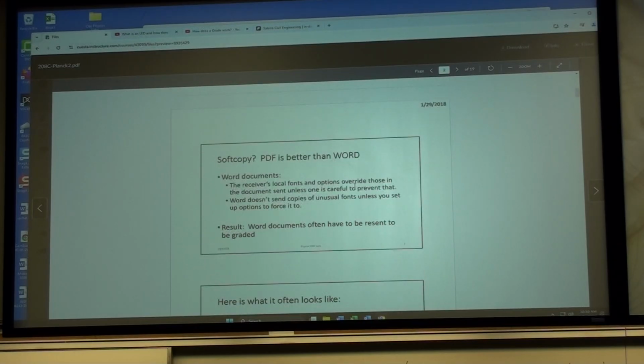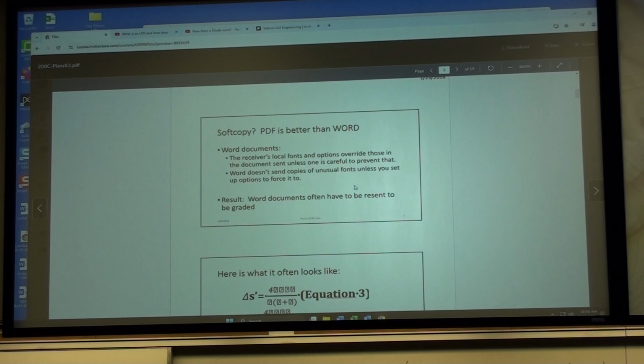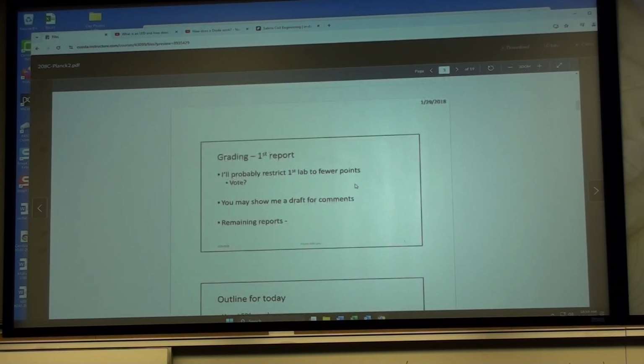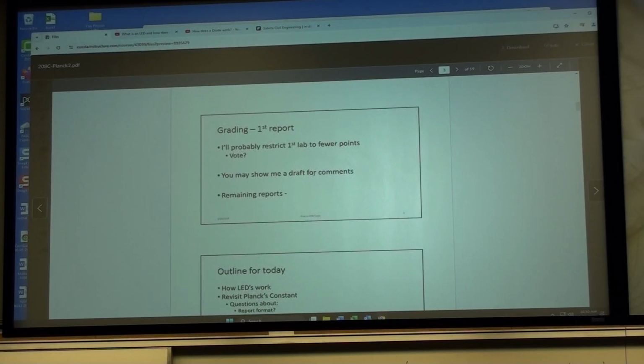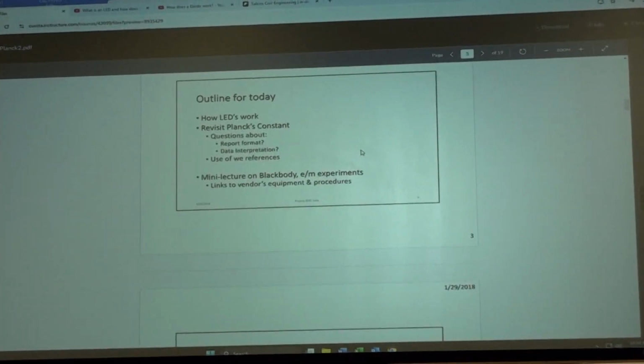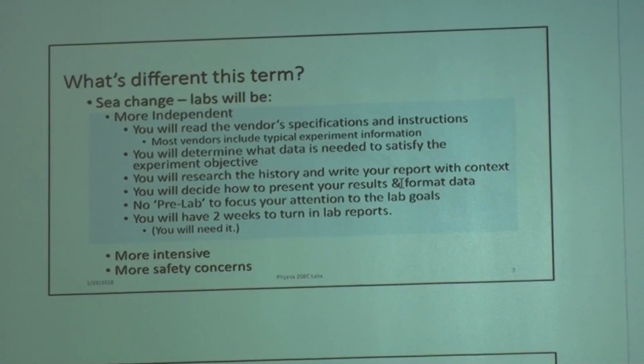So I'll be looking for hard copies of the lab rather than virtual copies. The first one I'm going to have the fewer points. So we talked about how LEDs work. What's different about the labs?